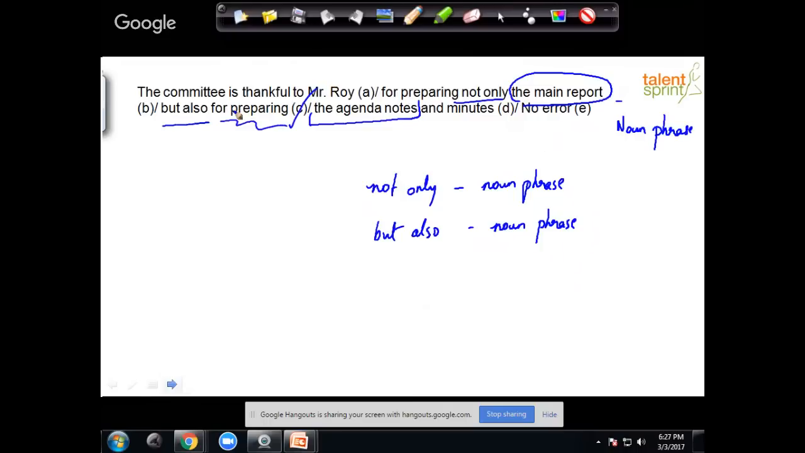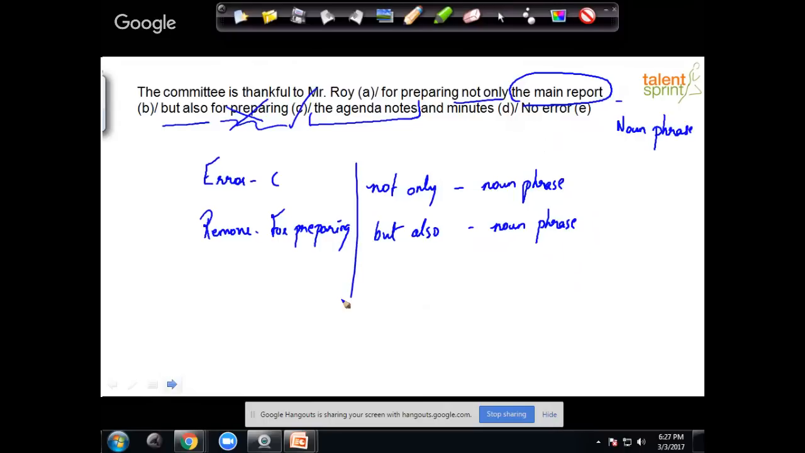That's it. I remove this "for preparing." It's redundant. I already have this here in B. There is no need for me to have that again, right? So the committee is thankful to Mr. Roy for preparing not only the main report, but also the agenda notes and minutes. That's it. Error is in part C. I will remove or delete "for preparing," which is unnecessary. It's repetitive. I don't need that. And it is not helping the construction.